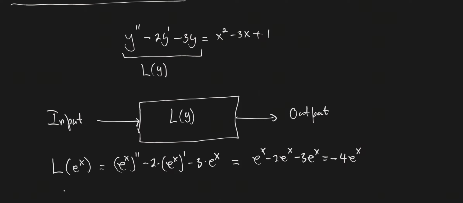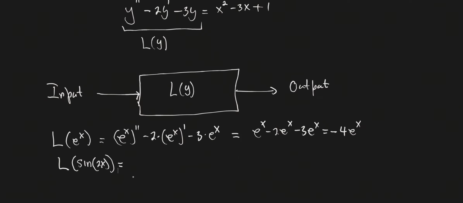What would happen if I plugged, let's say, a sine function in here? Let's say the sine of 2x, for that matter. Well, again, it would do what it does. It will take the second derivative of sine of 2x, minus 2 times the first derivative of sine of 2x, and then minus 3 times the sine of 2x. And again, it will give me some output.